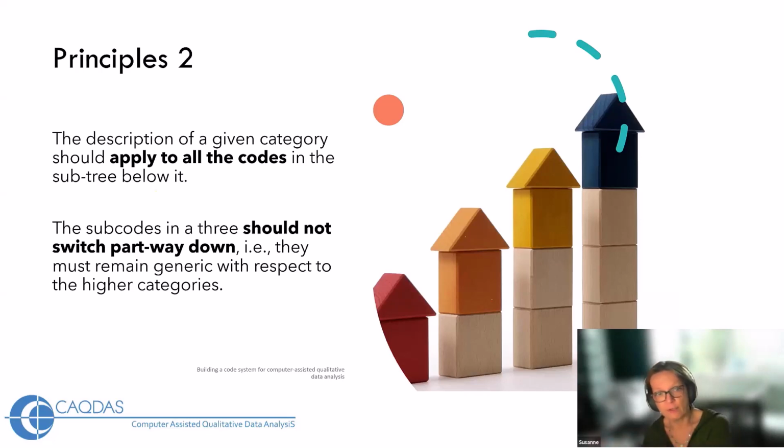But if we mix something else in there, then that top definition wouldn't apply anymore. And the subcodes in the tree should not switch partway down. They must remain generic with respect to the higher category. So this is basically, in more theoretical words, what we already have seen before.